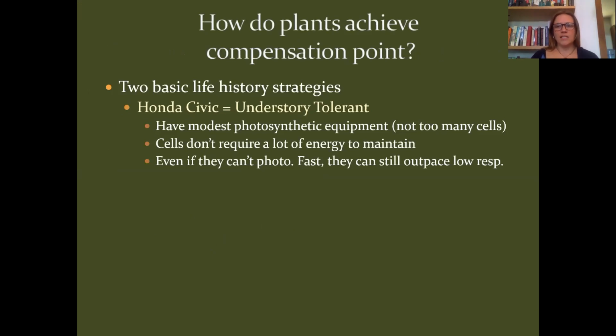different life history strategies that different leaves on the same plant or different plants in different parts of the forest canopy might have. And I like to think of the two basic life history strategies as the Honda Civic model and the Ferrari model. So first of all, the Honda Civic model is basically what happens for plants that are tolerant of living in these low light conditions in the understory. So these plants have modest photosynthetic equipment, basically not too many cells or not too complex of cells that allow them to photosynthesize. And because they have a more modest set of physiology, they don't require as much energy to maintain that same physiology. So they can't photosynthesize that fast when the sun is exposed.